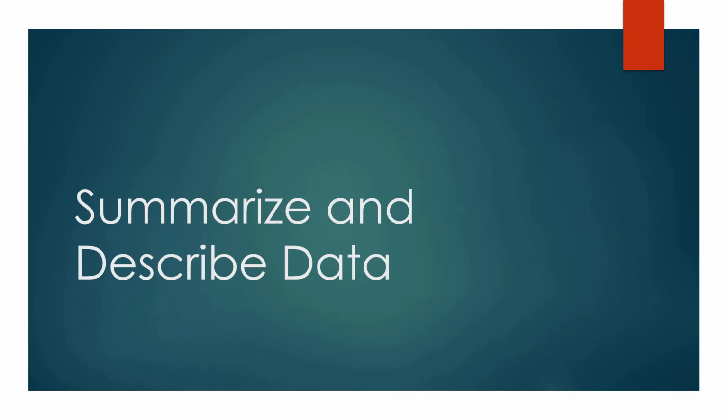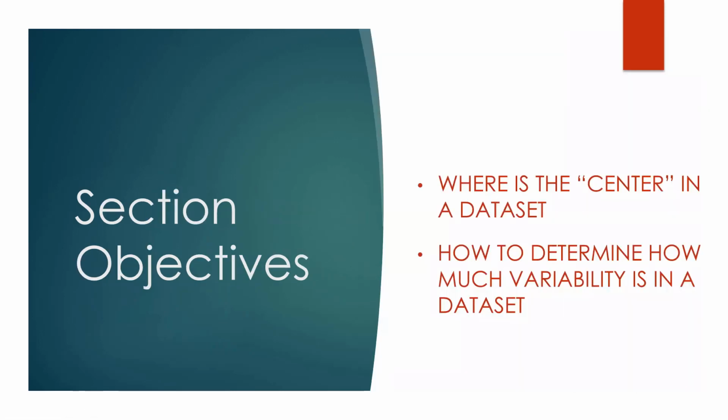We're going to be looking at summarizing and describing data, getting into the very basics of descriptive statistics. So our objectives for this session are to look at where the center is in the data set, and then to determine how much variability is in a data set. So let's get into the first one, looking at the center.